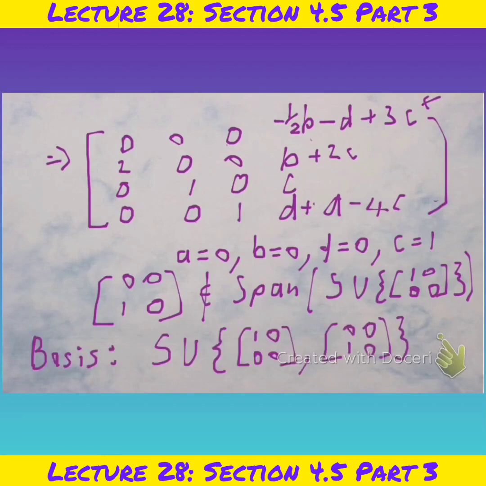So my basis is the set S, which is basically the two matrices 1, 2, 0, minus 1 and 0, minus 2, 1, 4, added to that the two matrices, that one, and that set has got 4 vectors. It's linearly independent, and so it will be a basis.